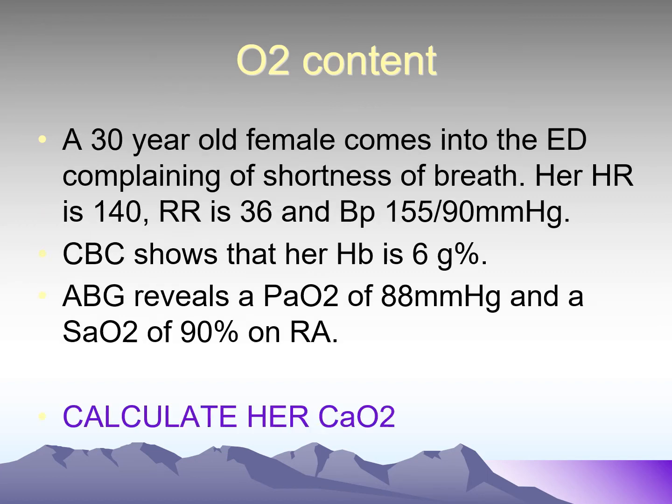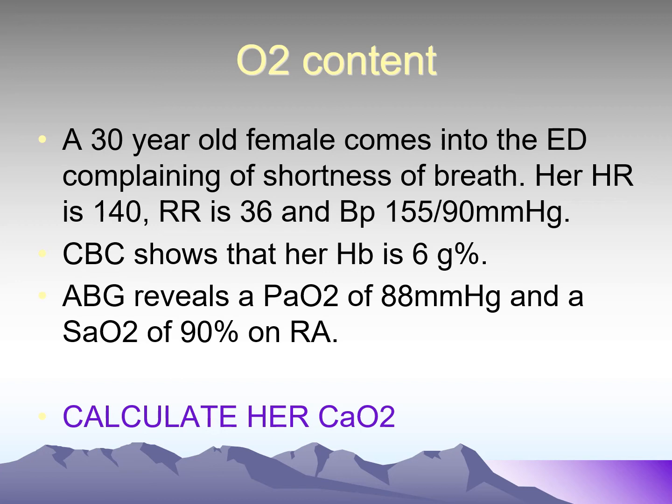So we look at a little mini case study here. We have a 30-year-old female that comes into the ED complaining of shortness of breath. Her heart rate's 140, her respirations are 36, blood pressure 155/90. Her CBC shows that her hemoglobin is 6 grams percent. ABG, however, shows that she's 88 for her PaO2 and her SpO2 is 90%. However, she is still feeling short of breath. Even those other numbers can be misleading.